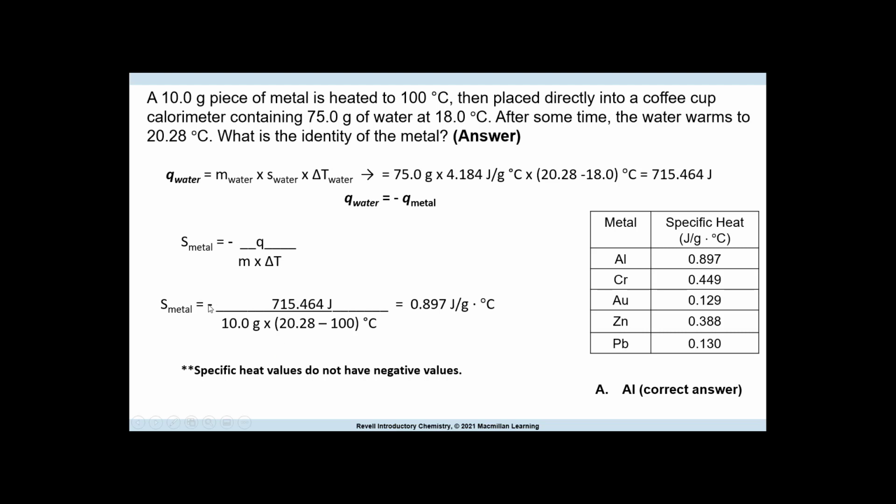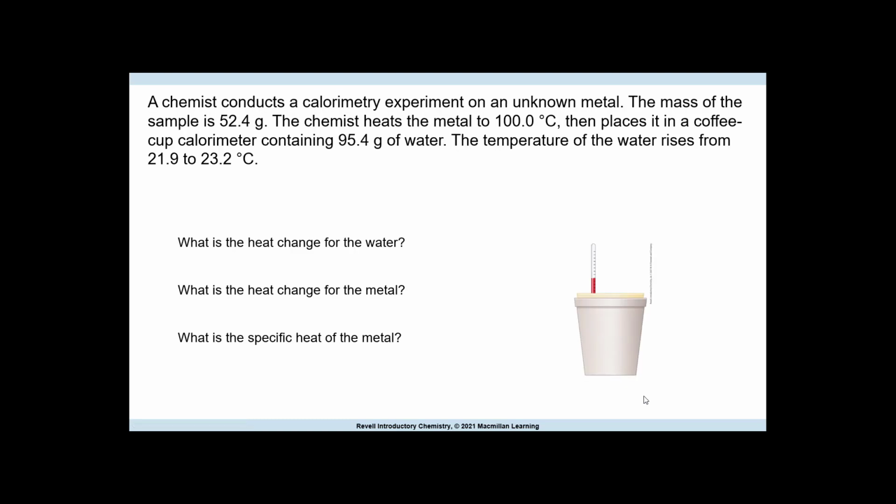So from there, the negative signs will cancel out because specific heat values do not have negative values. And then I can look it up here. So I can see that aluminum would have 0.897. I have the 3 units I need, and that is going to be A for the correct answer.